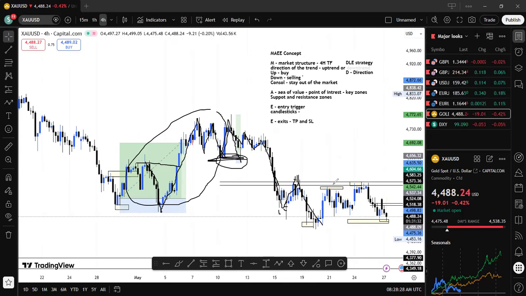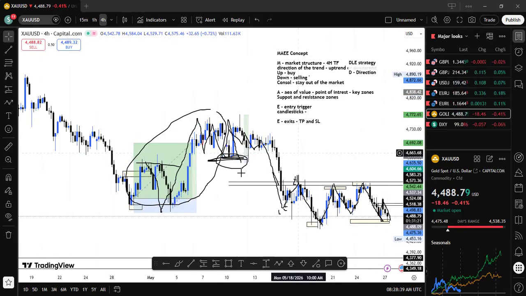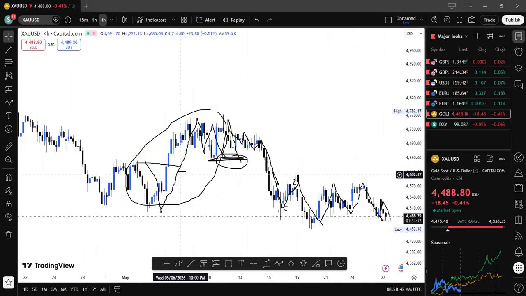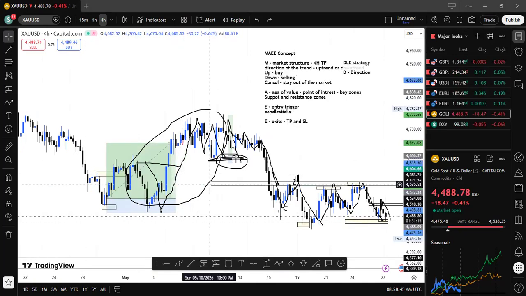Then the price went back, came to retest, went back, came to retest. So currently the price is still in an uptrend, if you can see. Let me make sure I bring all these things back. These drawings need to be cleared. Clear all drawings, they are good.